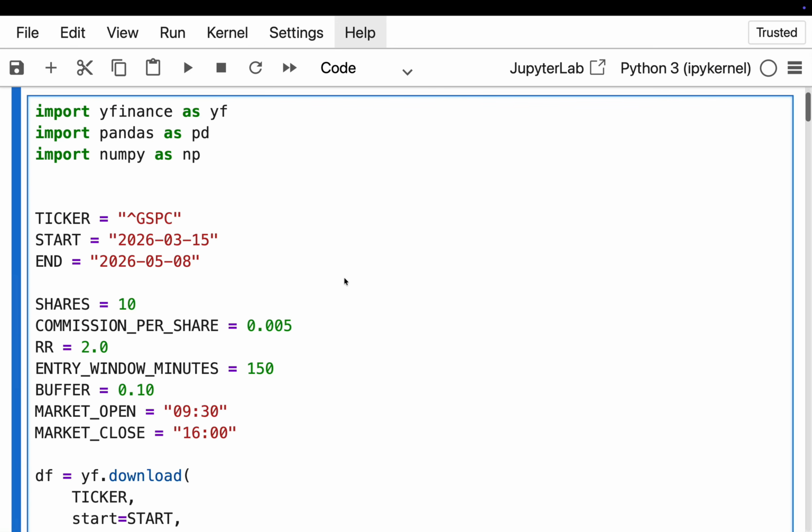Okay, let's do a quick code walkthrough. I'm keeping it as short as possible to not waste your time.